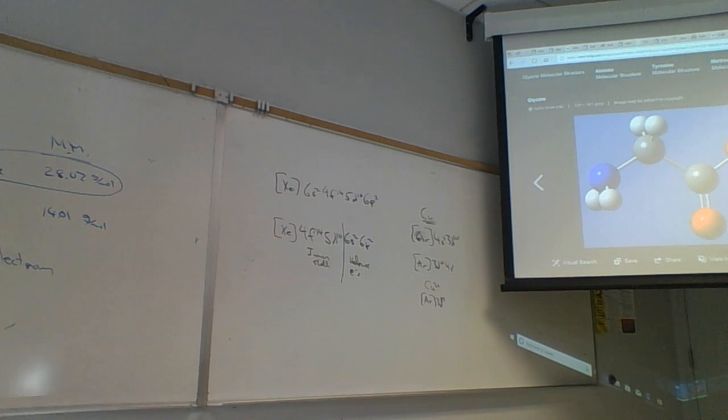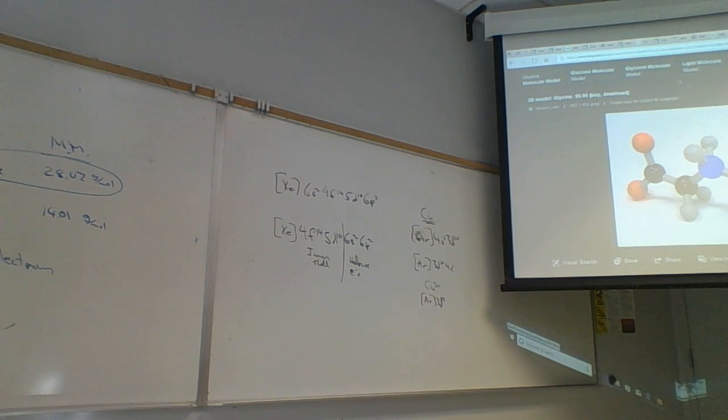This would be glycine here, I think. So we see this carboxylic part is polar, this amine part's polar, and this is non-polar. So this whole thing's polar. And for bigger molecules, we just look at it in terms of regions: polar regions, non-polar regions, that kind of thing. If you had a specific molecule, then we could take a look at it.